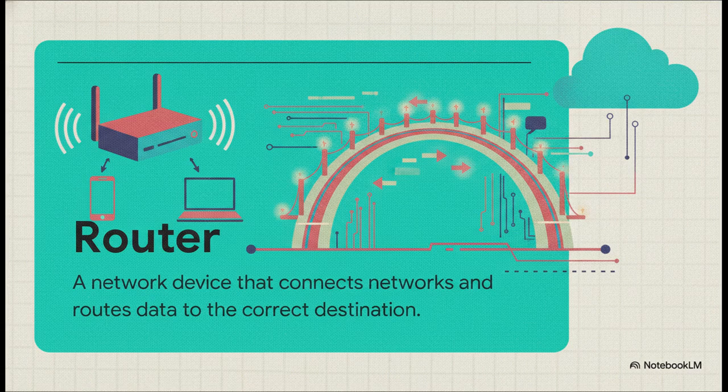By definition, it's a network device that connects different networks together and makes sure your data actually reaches the right destination. Think of it like a bridge. It's the literal bridge between your phone and the massive expanse of the internet. You ask for a website, the router takes your data packets, ships them out across the internet, grabs the response, and carries it right back over that bridge to you.